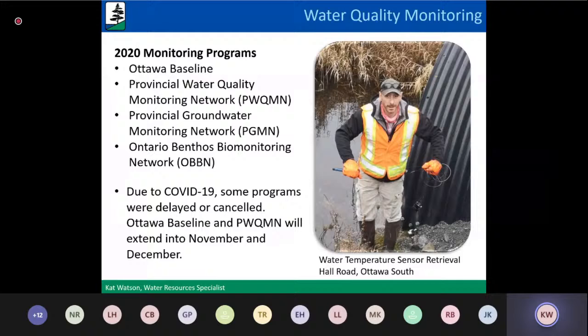Our other partnership was with the province of Ontario, the provincial water quality monitoring network. Due to the pandemic, that sampling was suspended for, I guess, most of the year. The lab did open in late October, so we were still able to collect a couple samples as part of that program. These sampling programs are very important to contribute to catchment studies and planning activities. So fingers crossed that monitoring programs will continue in 2021.